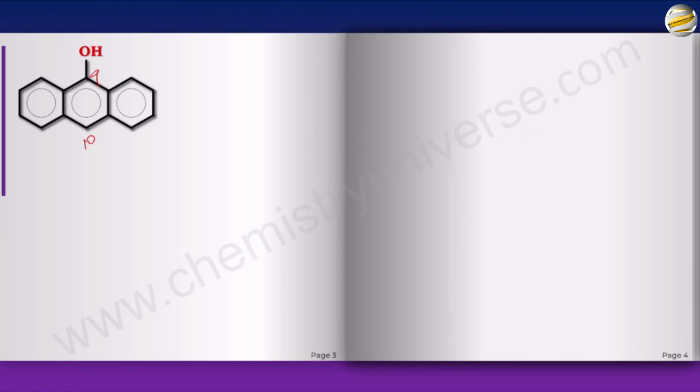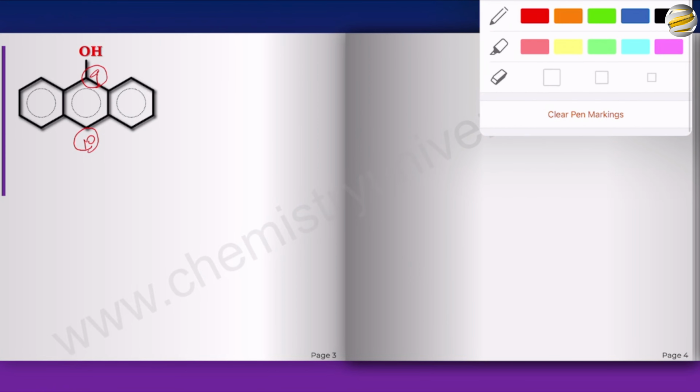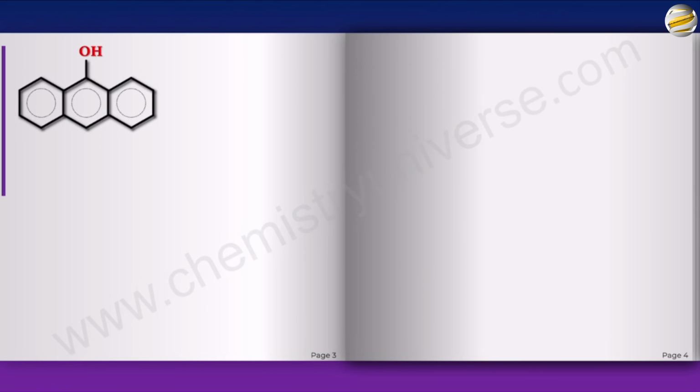So remember, it doesn't matter whether the OH is on 9 or in this position, it will still be named 9, because we will make sure that the OH gets the lowest number possible. But the numbering pattern has to remain the same, which we have discussed before. And this is called 9-anthrol.